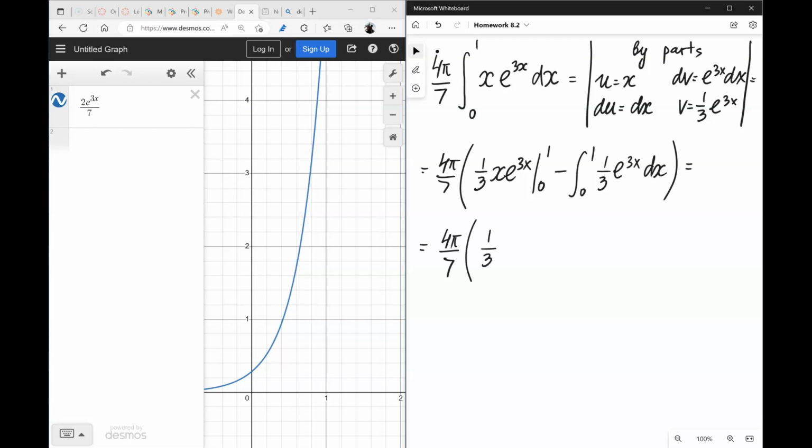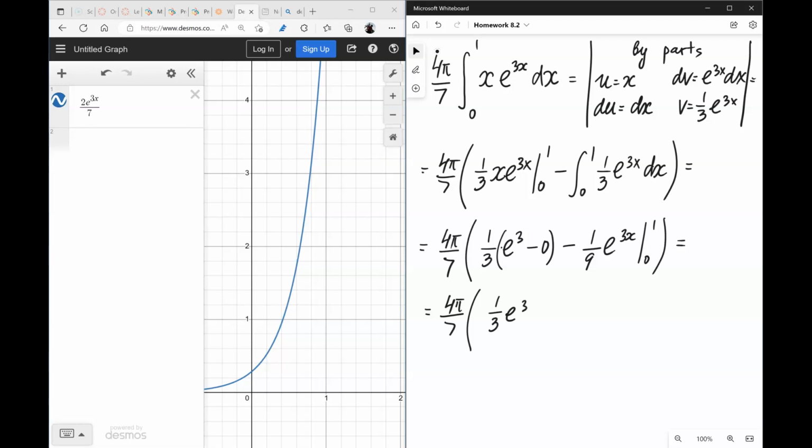Evaluating it at 1 gives us that. Evaluating it at 0 gives us 0. So there isn't much going on there. Minus, here we have now 1 over 9 e to the power 3x from 0 to 1. And 4 pi over 7 remains outside of this whole integration.